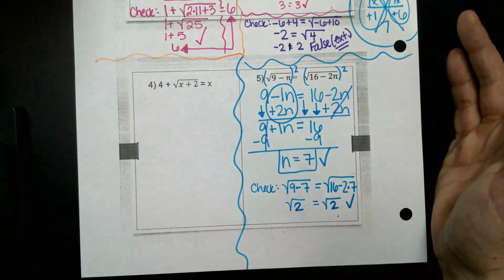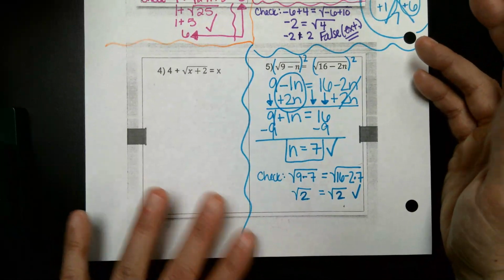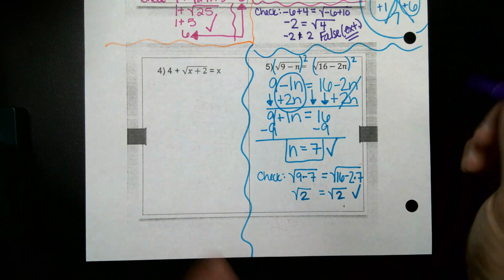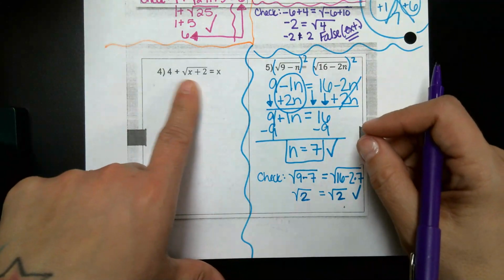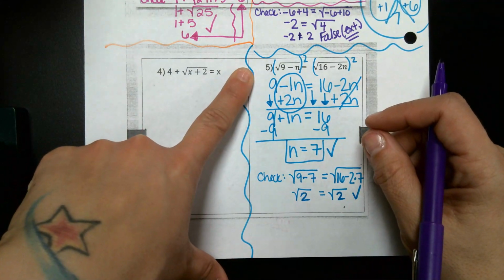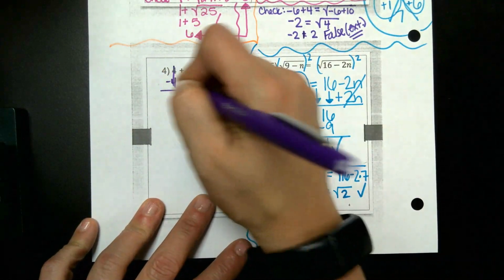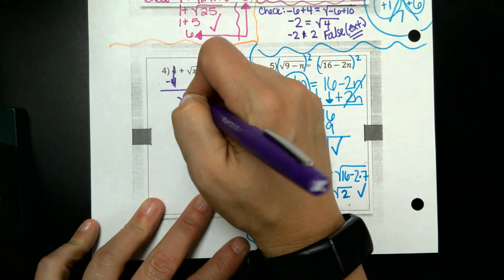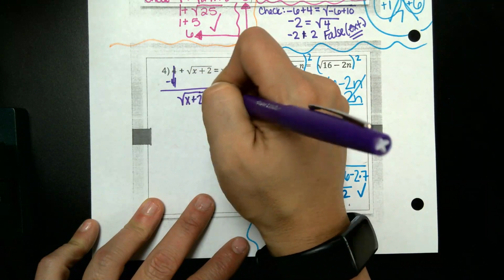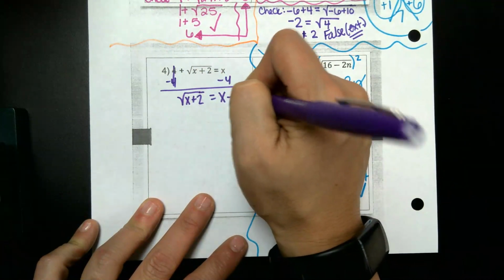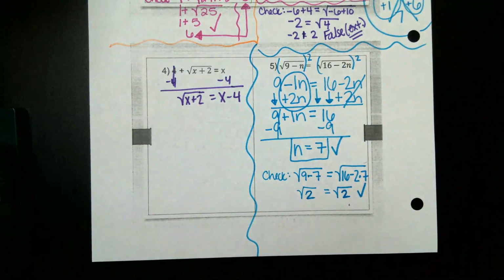All right, and number 4 is pretty much just like number 3, except look up. This radical is not by itself, so don't I have to move the 4 over? I'm going to subtract 4. Well, isn't that going to give me an expression on the right? It's going to actually say x minus 4 on the right side. Now it looks very similar to how number 3 started.